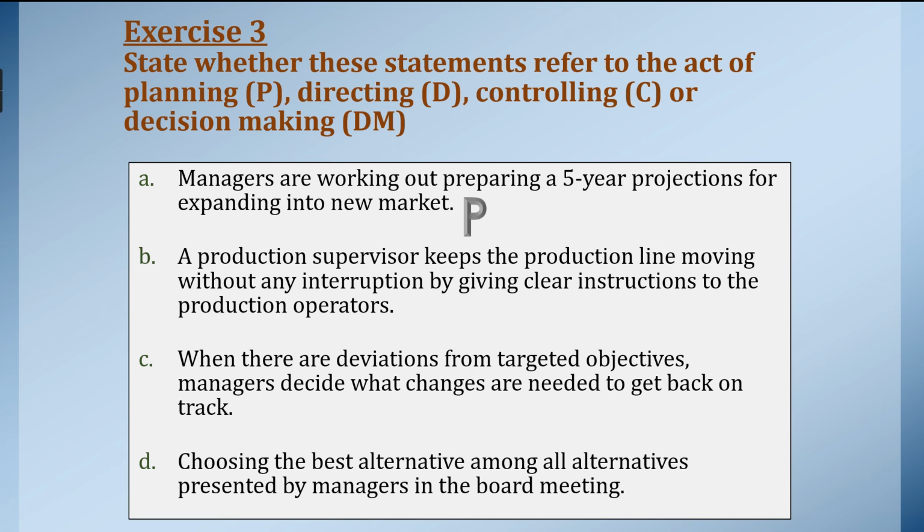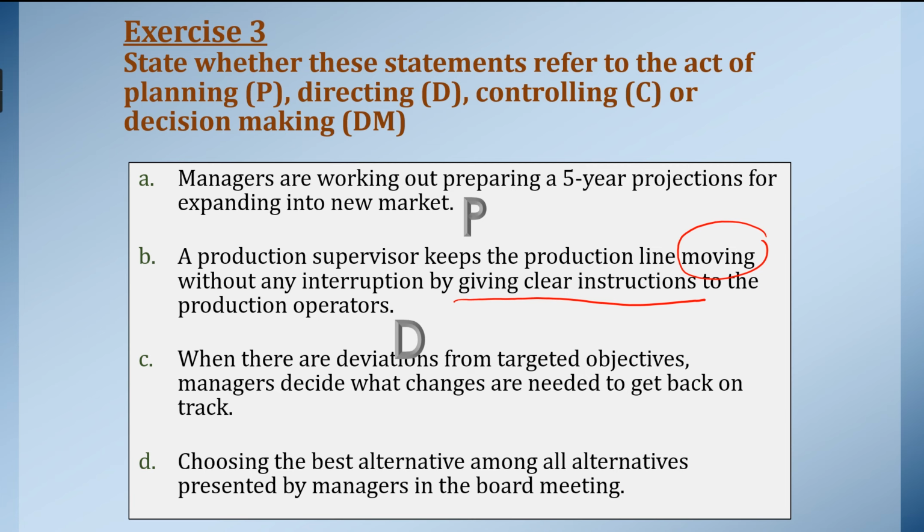Okay, we look at B. A production supervisor keeps the production line moving. Okay, moving without any interruptions by giving clear instructions. So maksudnya dia pastikan apa yang dirancang tu berjalan dengan lancar. So bila dia berjalan dengan lancar tu, that means apa yang dia buat dekat situ, dia direct, memberi arahan.